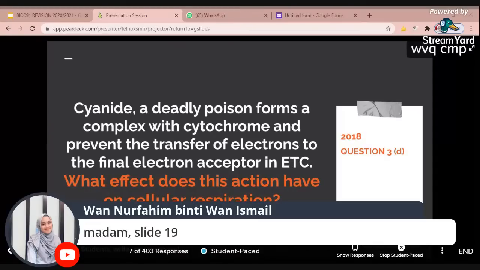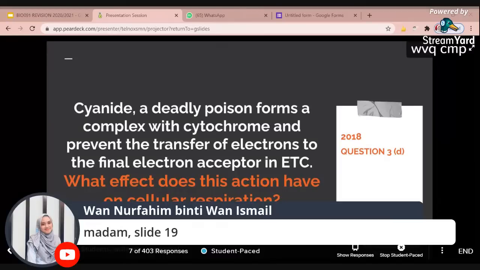ETC akan dysfunction which no electron transfer occur. So kalau electron transfer tak occur, you cannot transport H+ from matrix to intermembrane space. So you cannot produce proton motive force. So kita kata no proton motive force is generated.